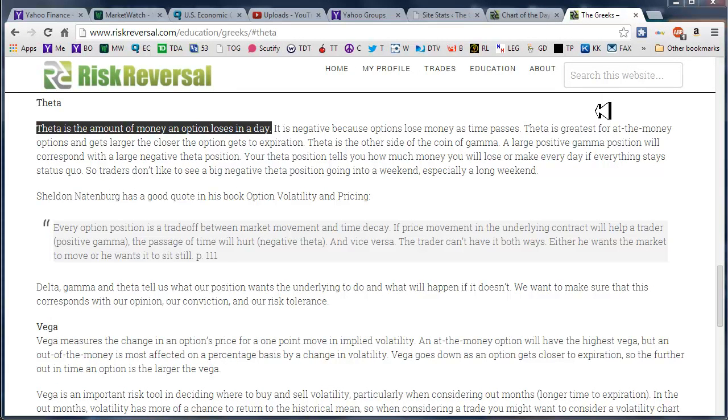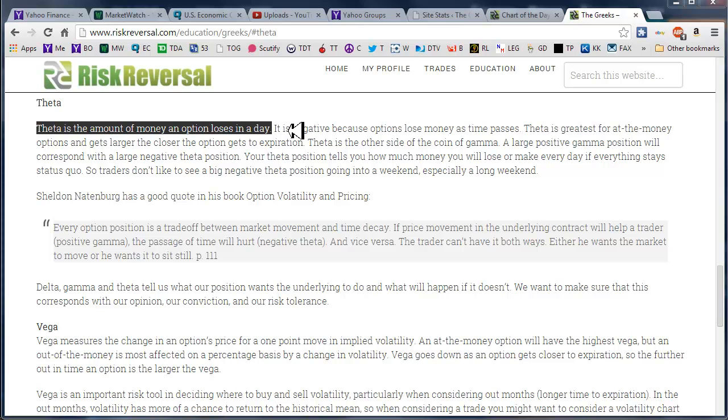Time decay is defined by the Greek called theta. And theta, and I like this website, it's called riskreversal.com. It's a pretty nice website. You might want to cruise around a little bit on it. But theta is the amount of money an option loses in a day.